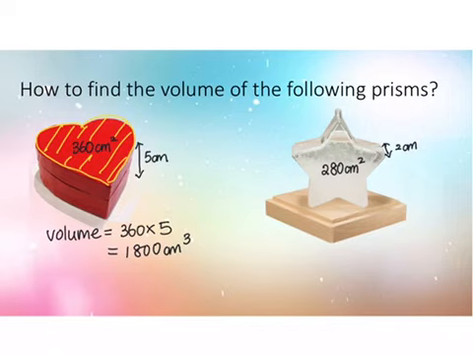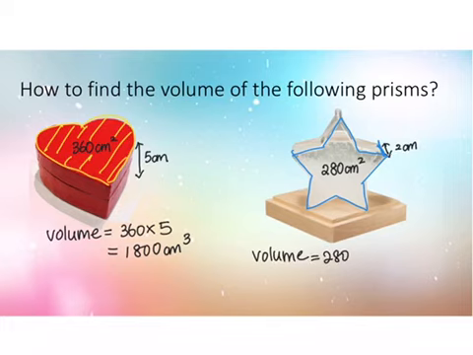This is a star-shaped prism. And where is the uniform cross-section? The uniform cross-section is the shape of the star over here, and with an area of 280 cm square, and it has a thickness of 2 cm. So in this case, the volume of the solid over here will be to take the cross-sectional area, which is 280, multiplied by the thickness of the solid, which is 2 cm.